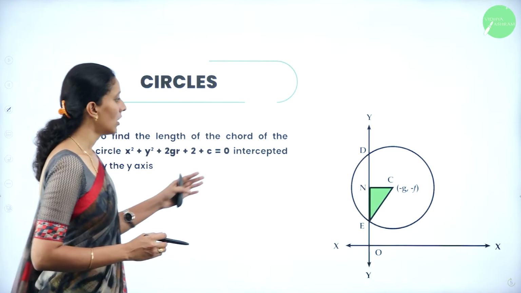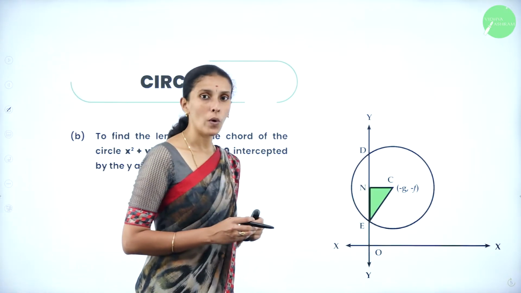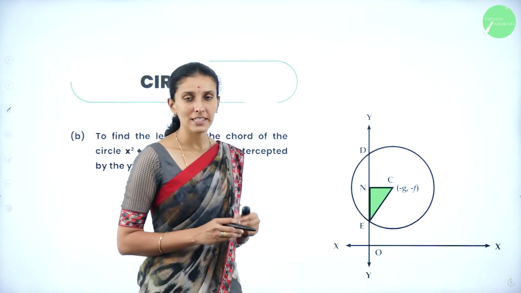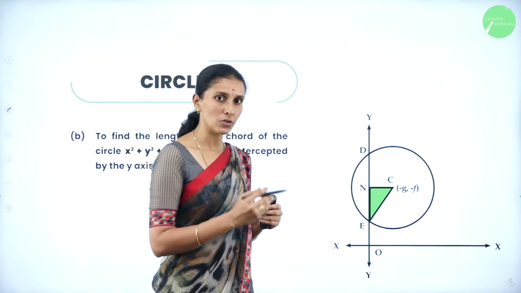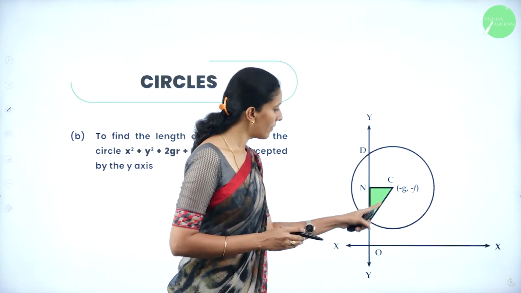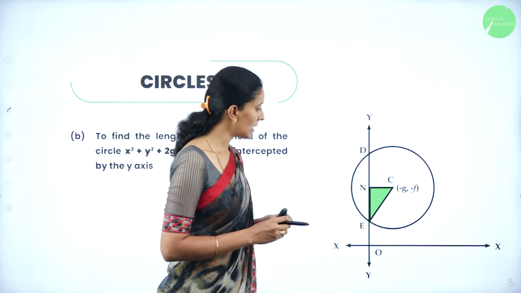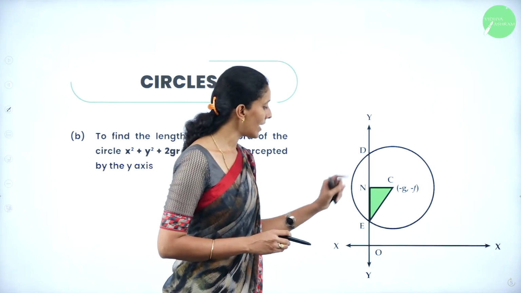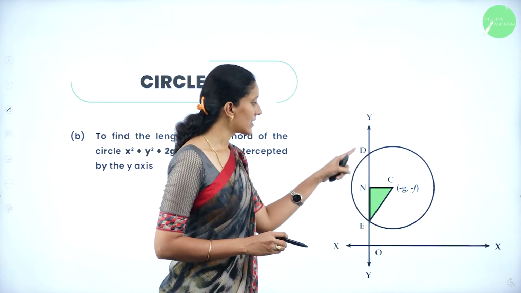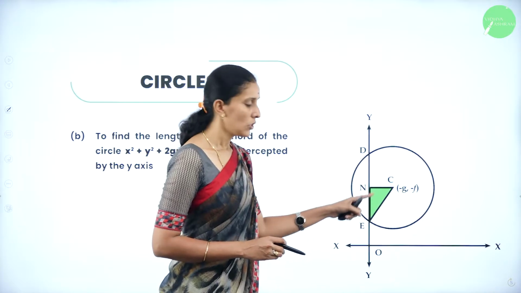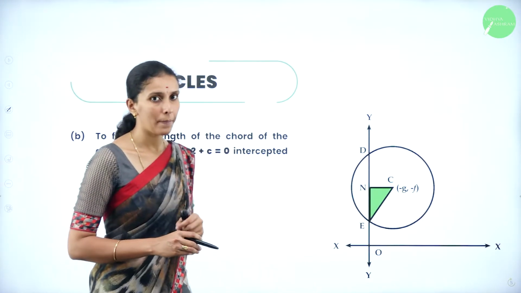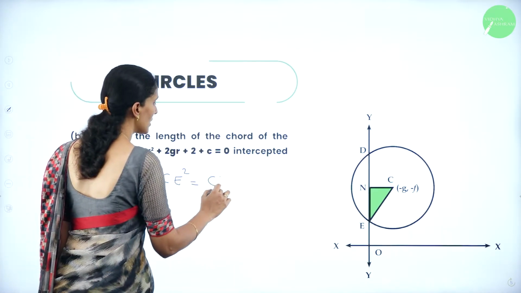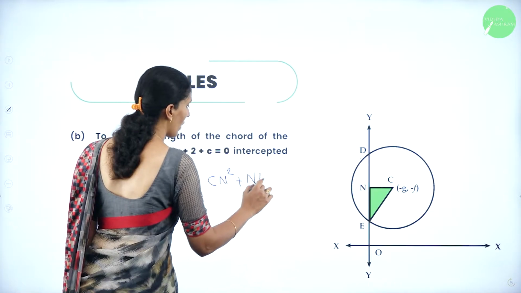Similarly, we have the length of the chord which lies on the y-axis. Same application here also. Consider a circle whose equation is x square plus y square plus 2gx plus 2fy plus c is equal to 0. We have CE as the radius of the circle. Now, CN is the length of the perpendicular from the y-axis and DE is nothing but DN plus NE. So, here we have a right angle triangle. Using Pythagoras theorem, CE square is equal to CN square plus NE square.